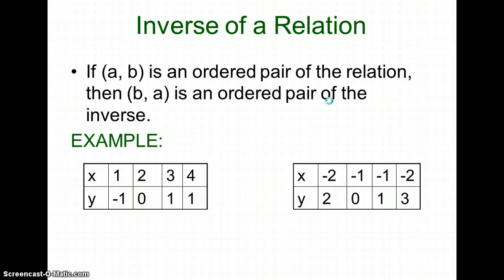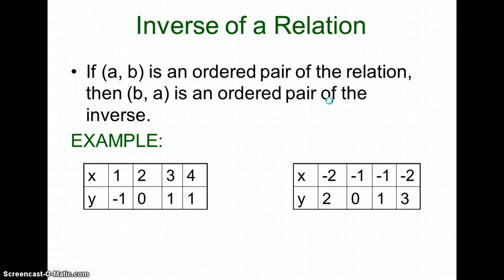Finding the inverse of a relation is very simple. The inverse is where we switch what our independent and our dependent, or our domain and our range values are. So what was the domain is now going to become the range, and what was the range, or the y values, now become the domain, or the x values.